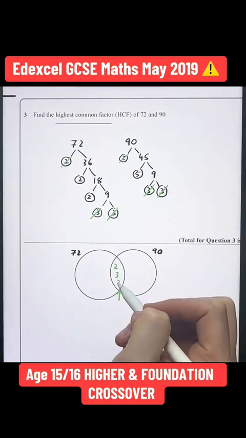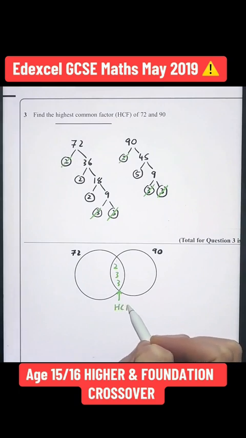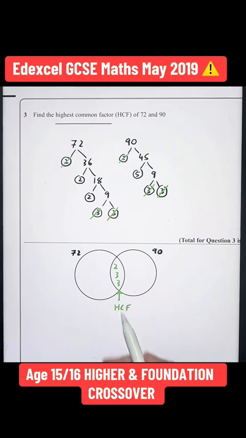To find the highest common factor, all we simply do is multiply our numbers in the overlapping region. Is 2 multiplied by 3 multiplied by 3. We must work it out. 2 times 3 is 6, and 6 times 3 gives us 18.